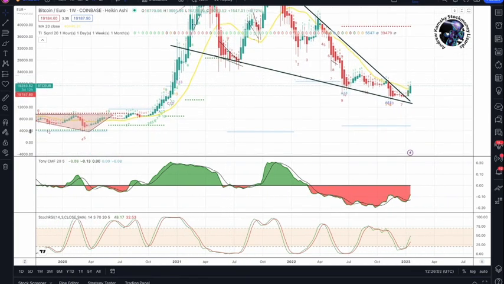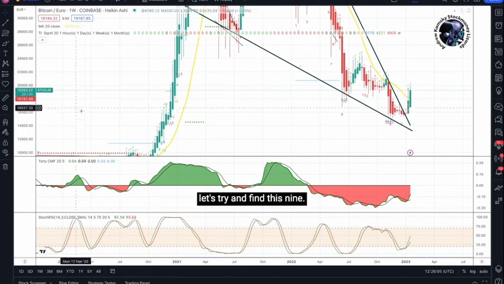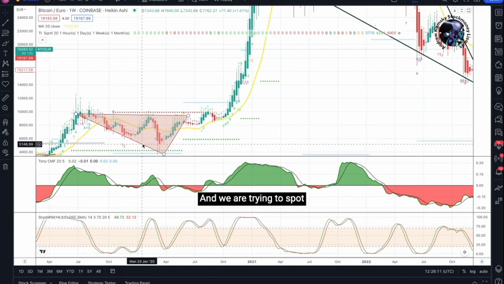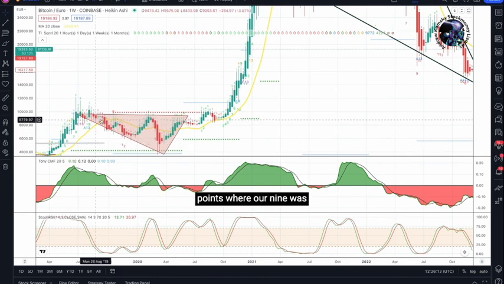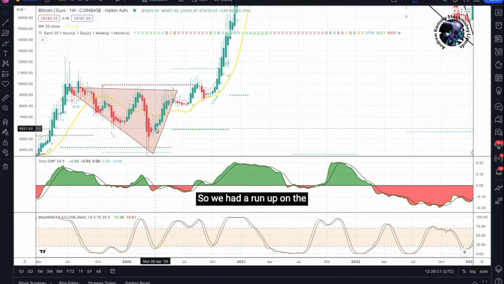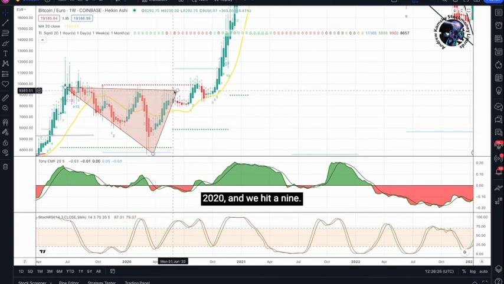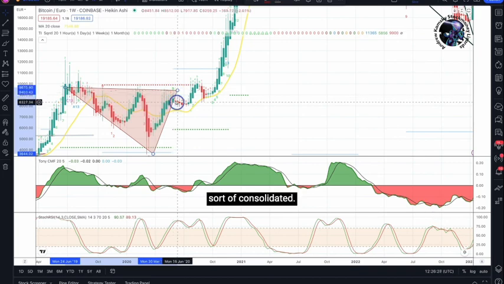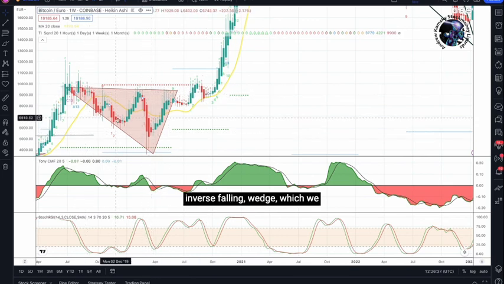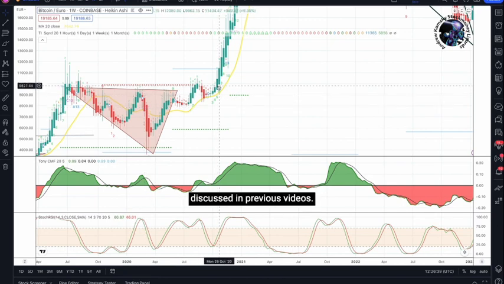Now, with that knowledge, what can we see in the current price? So, let's just go back and let's try and find this 9. So we are currently looking at the weekly and we are trying to spot points where our 9 was seen and what happened after. So we had a run up on the 6th of April 2020, and we hit a 9. And on that 9, we sort of consolidated before breaking out of this megaphone inverse falling wedge, which we discussed in previous videos.